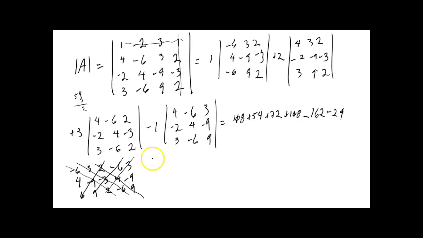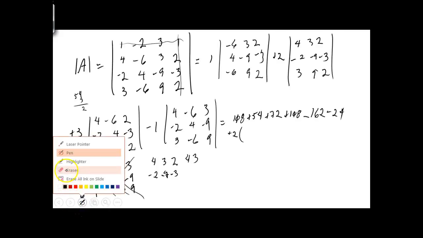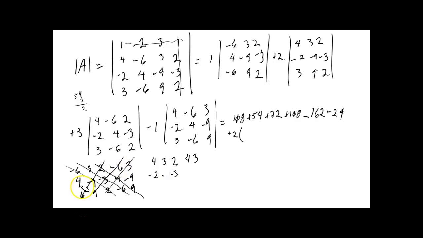Next is going to be a plus 2 times. So let's do this next one. A 4, 3, 2, 4, 3, negative 2, negative 9, negative 3. Clean that up because that sure looks bad. Okay. Negative 2, negative 9, and a 3, 9, 2, 3, 9.